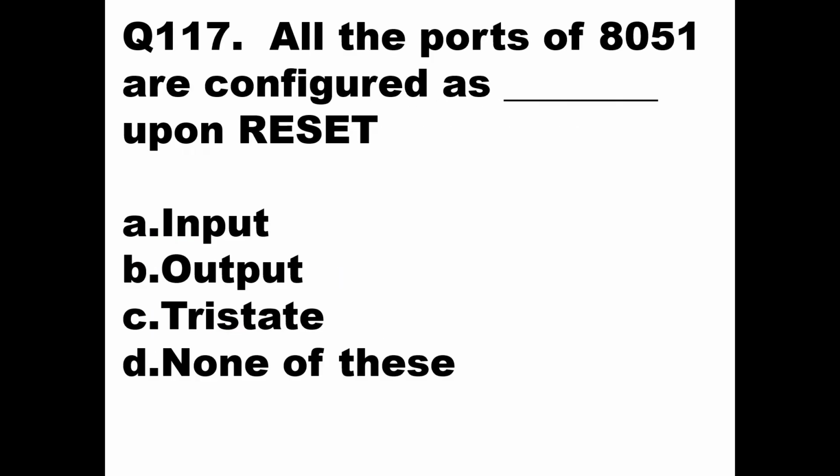Then we'll go to the next question, question number 117. All the ports of 8051 are configured as dash upon reset. As I've told you earlier, whenever you start a system or reset a system, all the ports will be having 00000. Once they are having 00000 on the lines, they act as output ports. And if they are 11111 on the lines, they act as input ports. So here once it is reset, it will be 00000 and they will act as output ports. So the answer should be B, output.